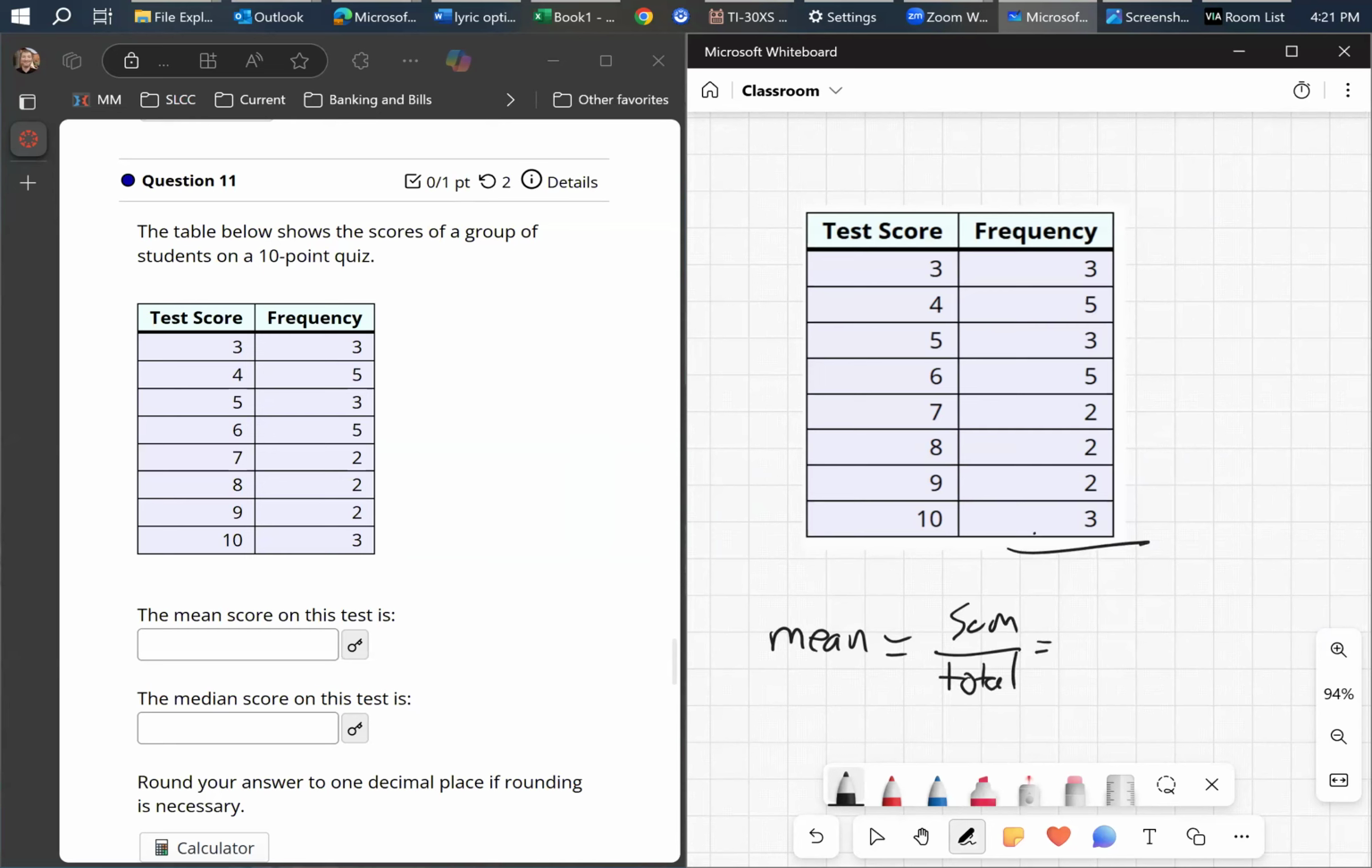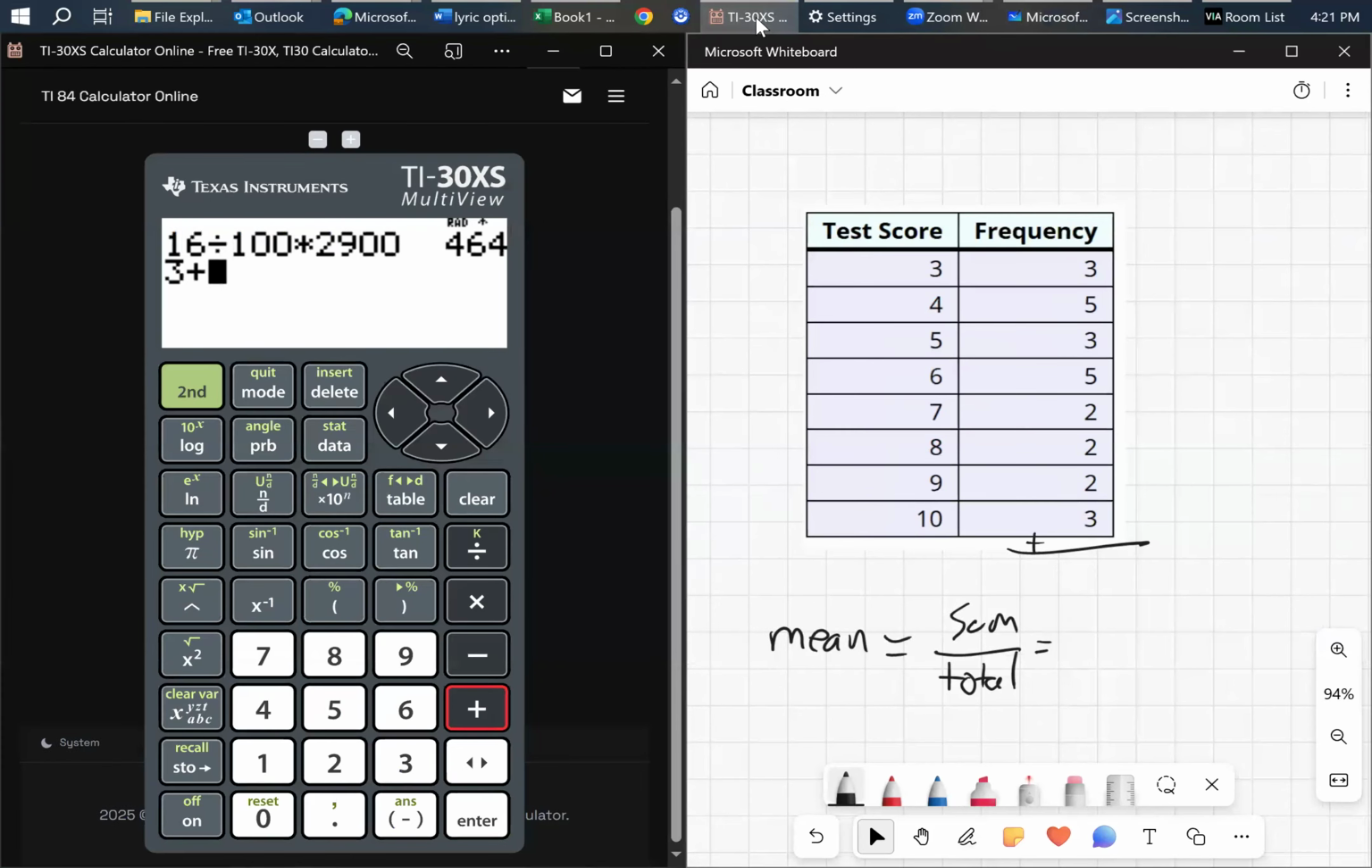To get the total, we can add up the frequency numbers, 3 plus 5 plus 3 plus 5 plus 2 plus 2 plus 2 plus 3. And just being careful, 3, 5, 3, 5, 2, 2. Oh, I missed a 2. 2, 3 twos, 3. There we go. Total is 25. That's the denominator.